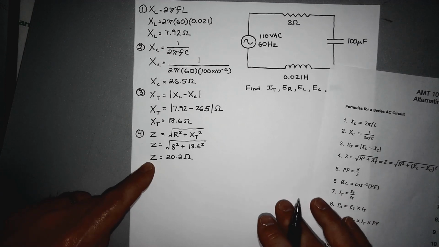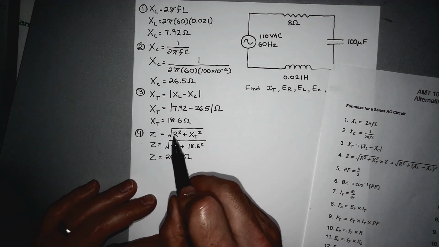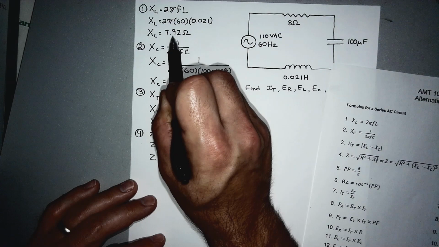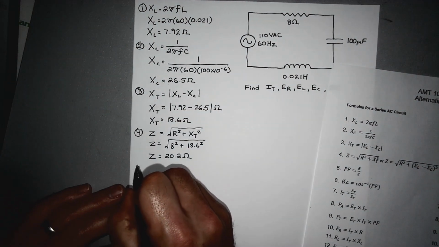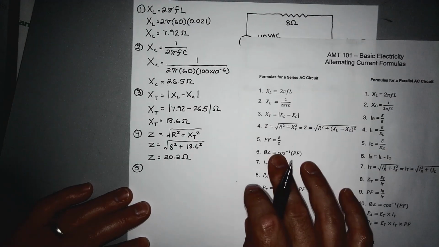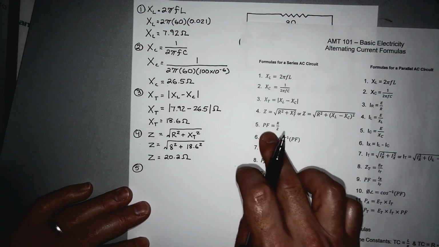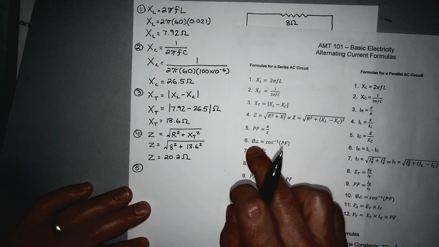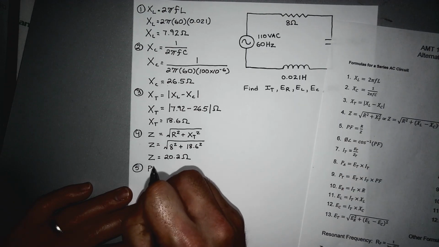This Z represents the combined resistive effects of the resistance, the capacitive reactance, and the inductive reactance, right? It has them all baked in there. So we still haven't found any of the answers we're looking for, but we will. They're not asking for a power factor, but power factor is pretty straightforward. It's just R divided by Z. We do need the power factor to get our phase angle, so we'll work our power factor.